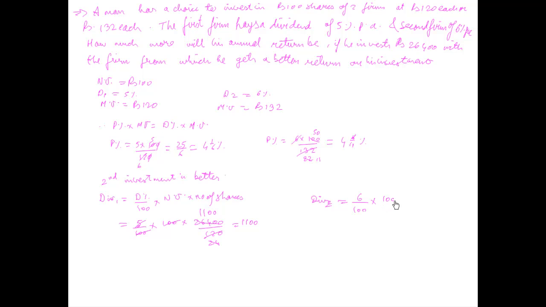Dividend in the second case would come out to be D% upon 100 into nominal value into number of shares, which is 26,400 upon 132. This cancels with this, and this cancels with this once. 44 2 times, 1200 rupees. So the dividend in the second case would be more by rupees 100. The second case dividend is more than the first case dividend by 100 rupees.